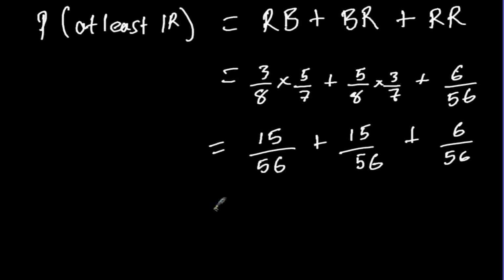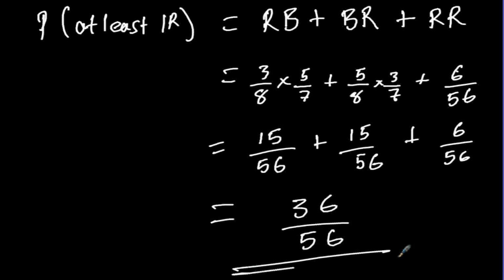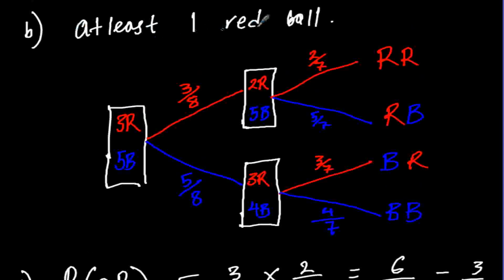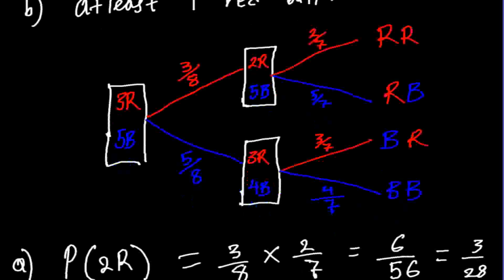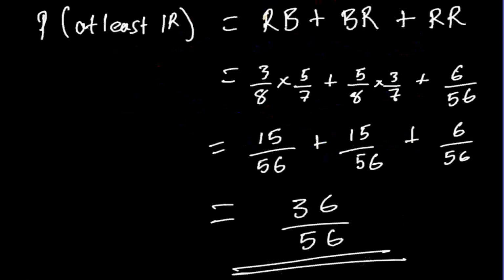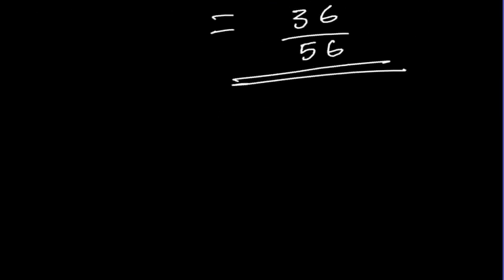So our final answer in this case will be 36 out of 56, which you can reduce if you want. But for now, that is it. Alternatively, to this second part of getting at least 1 red, it is similar to getting the complement of getting 2 blues. So, complement of 2 blues.